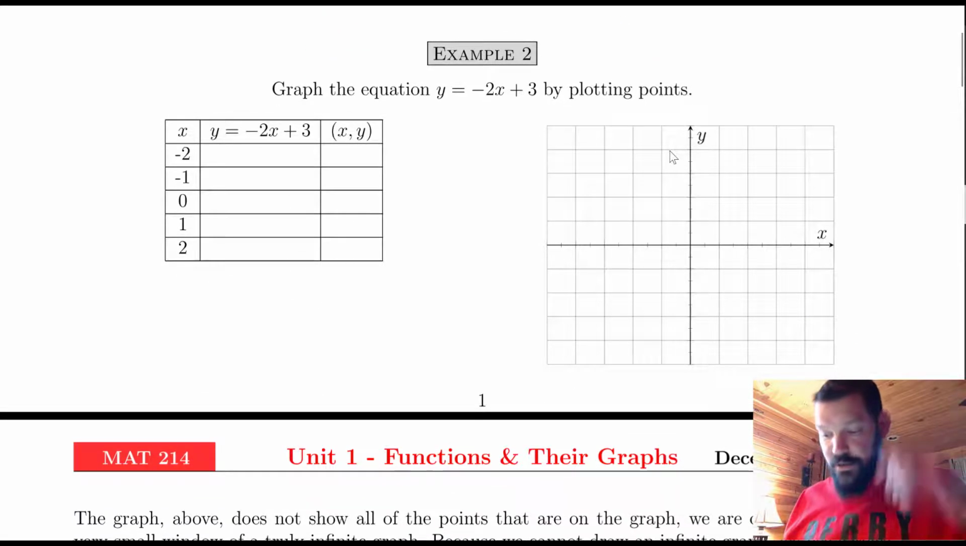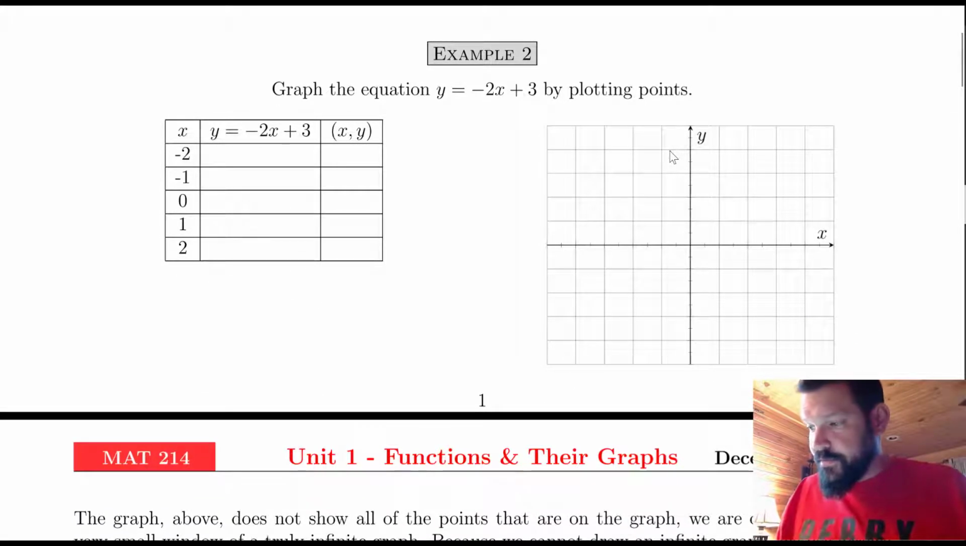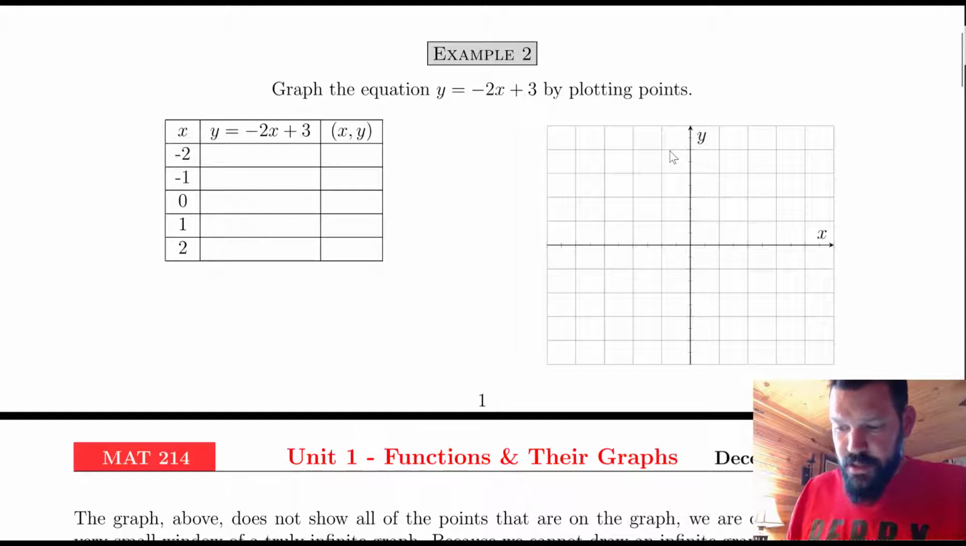Example 2. We're going to graph by plotting points. We're given an equation. We want to find out some x and y values, and then we'll plot it. So the first thing we have is on the table over here on the left, we have x is negative 2. So if I put negative 2 into that equation, negative 2 times negative 2 is positive 4. 4 plus 3 is 7. So we get the ordered pair negative 2, 7.